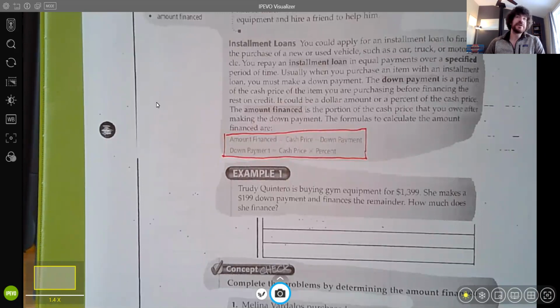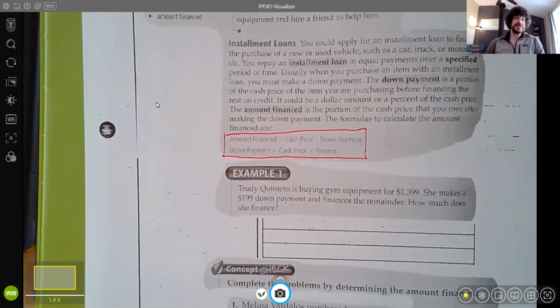Another example, who can think of another example of installment loans? What's another really big purchase that you can make where you put some money down up front at the beginning of the purchase, but then you pay it off over a long period of time? So we talked about a business loan, car loan. What's another big purchase that you could make installment payments on over a long amount of time?